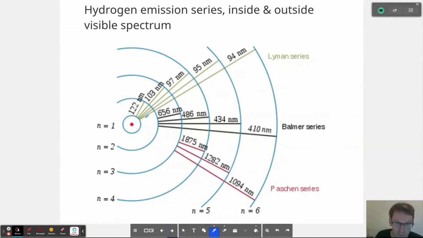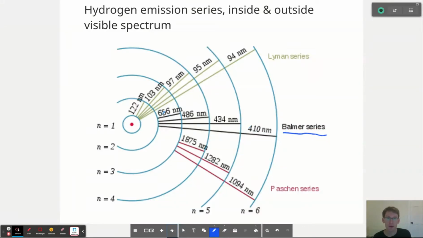So, as I mentioned before, it was the visible spectrum that was noticeable to Bohr. So we saw energy released, we saw photons released in the visible spectrum that corresponded to electrons jumping down to the second shell. And that's what we're seeing here in what's called the Balmer series.